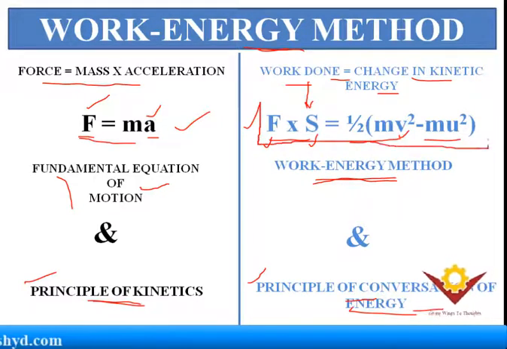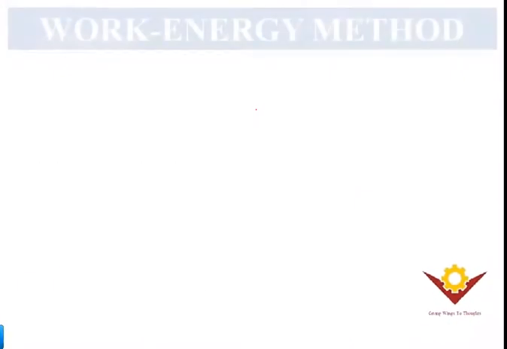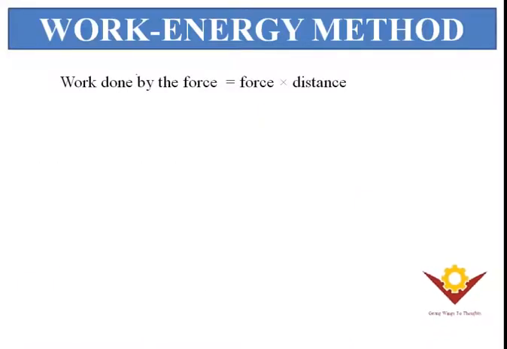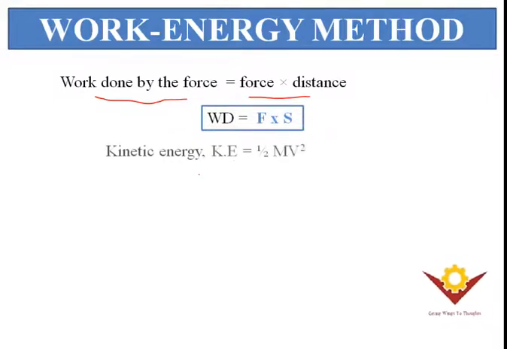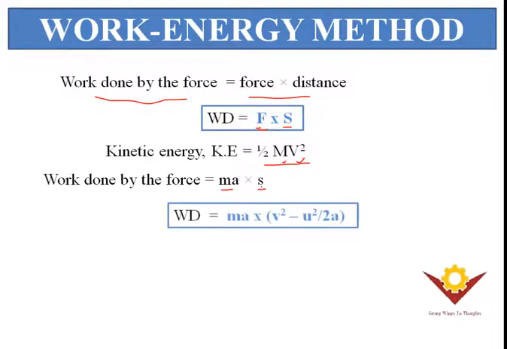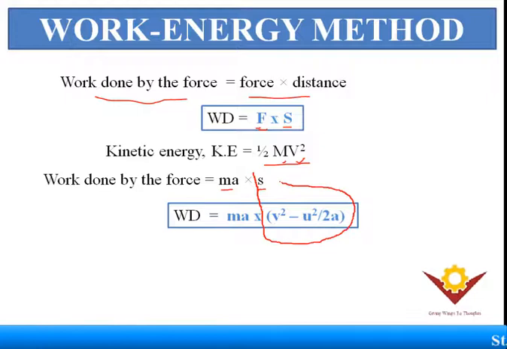Now we will see the derivation of this particular equation, which is work energy. First, we know the work done by the force is force into distance, which is F into S. Next, kinetic energy is 1/2 mv square, mass into velocity square. The work done by the force equals force into displacement. Force is ma, into displacement S. But from the equation of motion, we have the relation v square minus u square equals 2as.